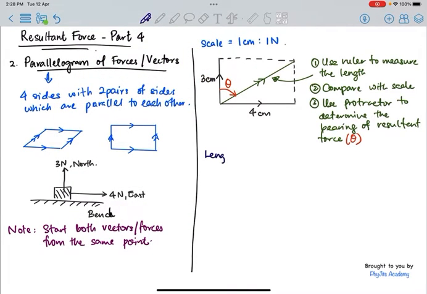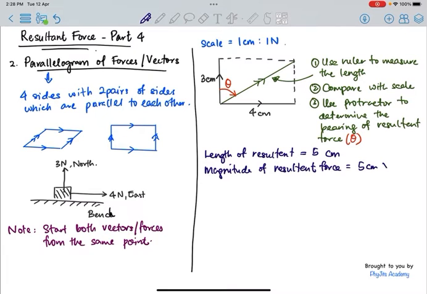So the length of the resultant, measured with the ruler, will be approximately 5 centimeters. So the magnitude of the resultant force will be equal to 5 centimeters multiplied by 1 Newton, which is our scale, so it's 5 Newton. And then the direction, the value of the bearing in degrees.